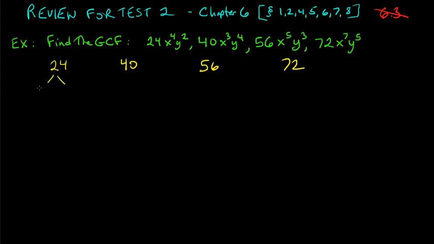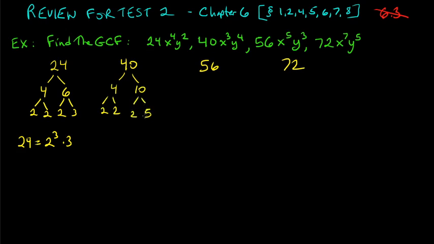24 is 4 times 6, and 4 is 2 times 2, and 6 is 2 times 3. So for 24, we have 2 to the power 3 times 3. 40 is 4 times 10. 4 is 2 times 2, 10 is 2 times 5. So for 40, we have 2 to the power 3 times 5. Those are the prime factors.